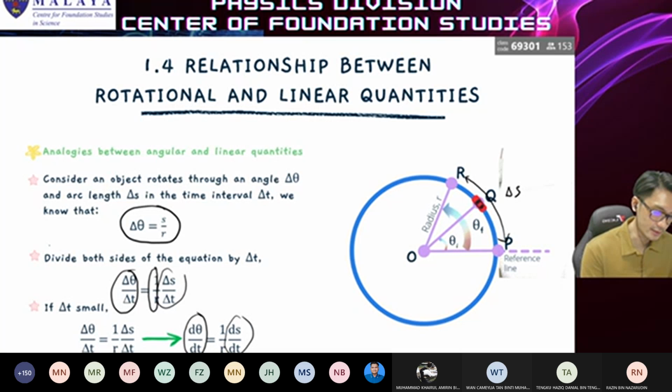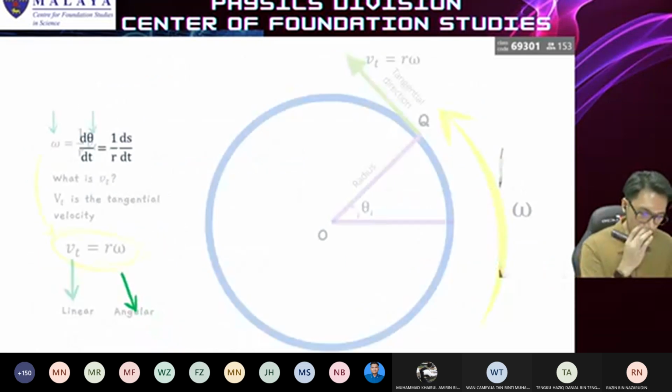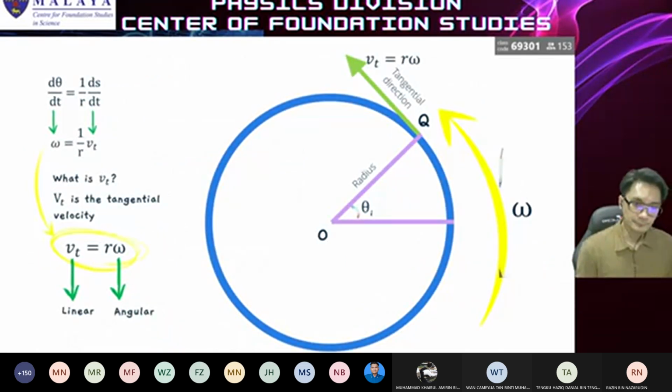So dia dah jadi bentuk-bentuk yang inilah, d theta dt, the differentiate of theta to dt is equal to 1 over r ds over dt. Alright, from here we know that d theta dengan dt ni adalah omega. Okay, dia adalah omega, we know. Angular velocity. And ds dt adalah equal to v tangential.